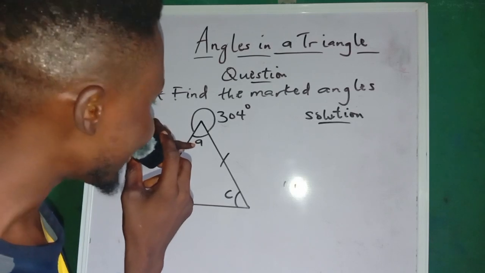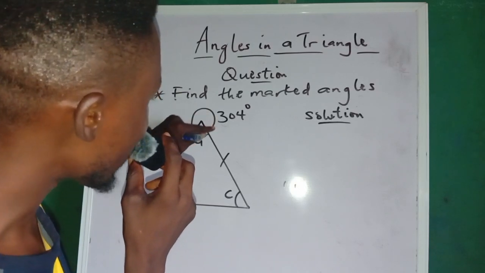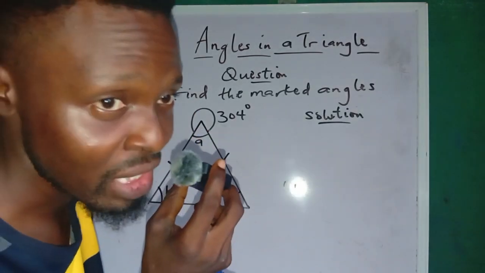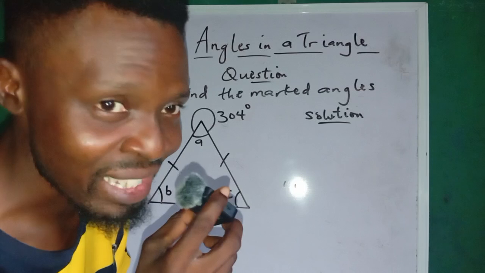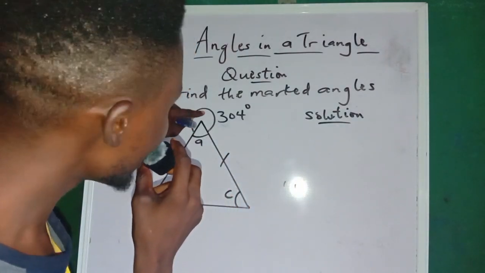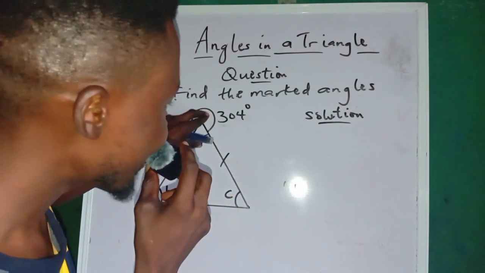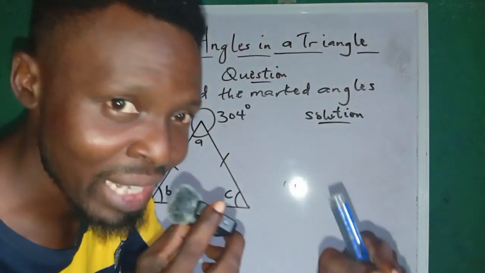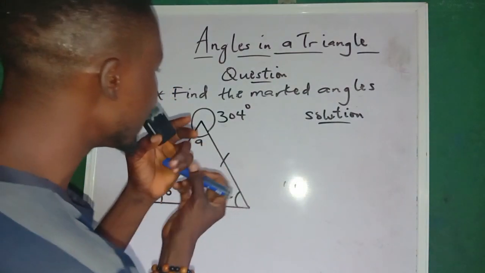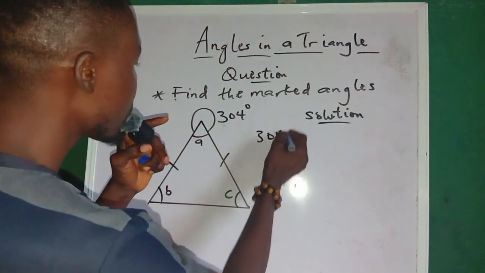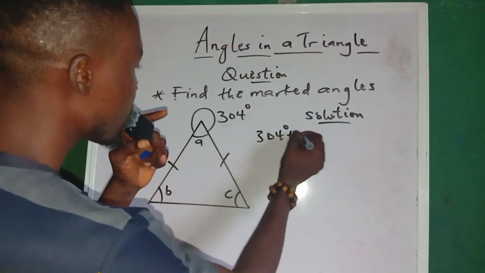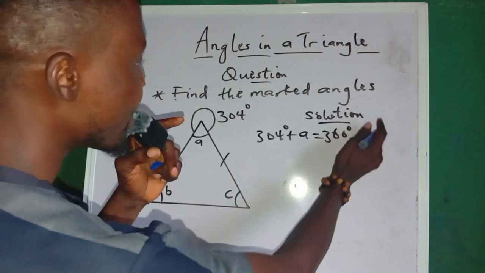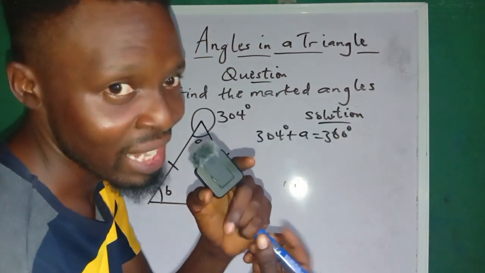Now to get the value of A, remember that this is a complete rotation, which is a circle. So when we have something like this, we are talking about angles at a point. Remember that the sum of angles at a point gives us 360 degrees. So this 304 degrees and this A, when we add the two of them together, we get 360 degrees because it forms a circle. That's how you recognize it. So 304 degrees plus this A gives us 360 degrees. The reason for this is the sum of angles at a point.